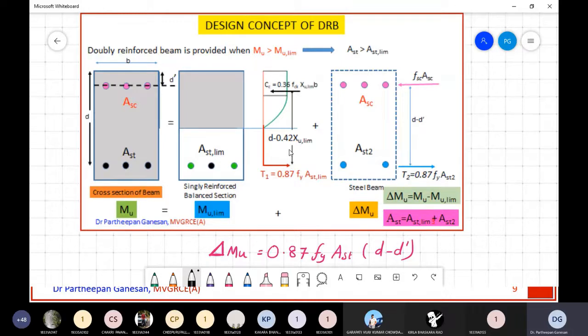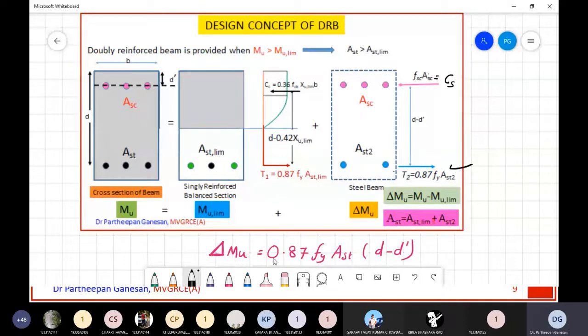Now this delta MU will be resisted by this T2 and CS, this compressive force here, and the tensile force T2 here. So this is T2 here, and this is CS here. These two forces will resist this delta MU. So you can write delta MU like this.